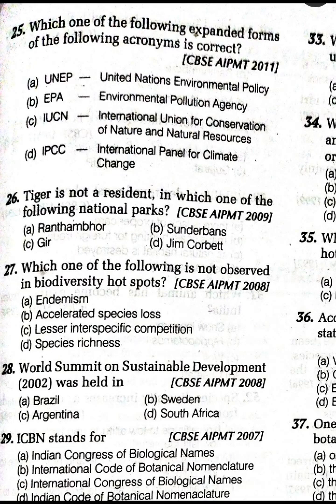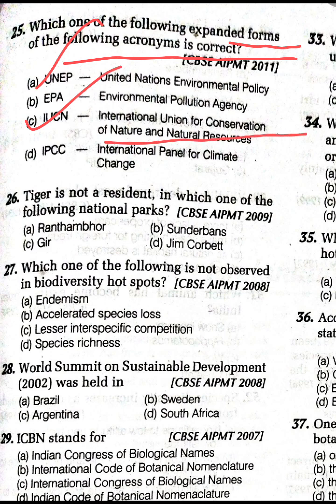Next is, which one of the following expanded forms of the following acronyms is correct? So it is option number A, United Nations. Oh, I am sorry. It is option number C, International Union for Conservation of Nature and Natural Resources. Next one is, tiger is not a resident in which of the following national parks? So it is option number C, Gir. Gir in Gujarat is famous for the lions.